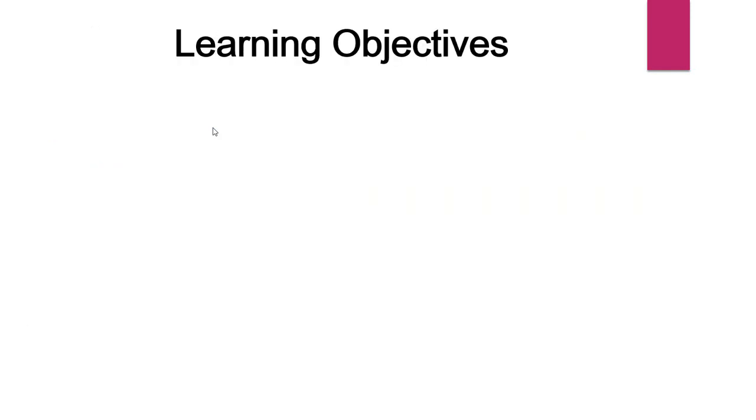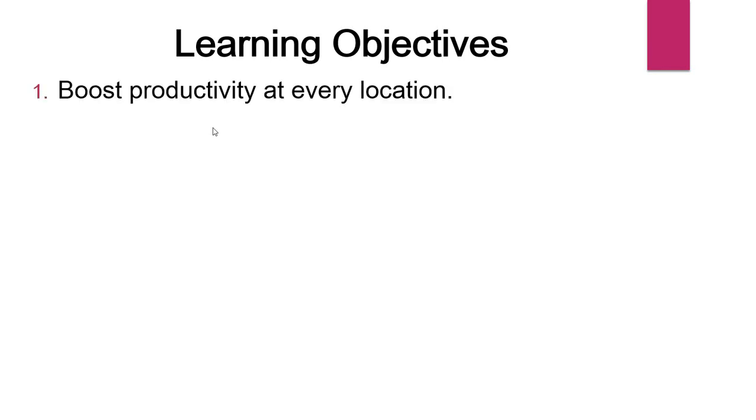Once again, I will tell you the objectives of this workshop. There are four core objectives. The very first one is to boost productivity at every location. If you have 5, 10, 20 remote locations and you want to boost productivity, you have to follow certain rules, policies and methods, and that is what we will learn in this.